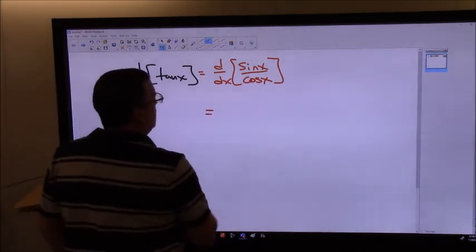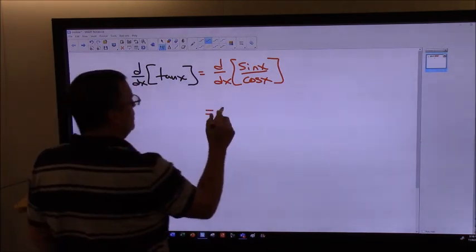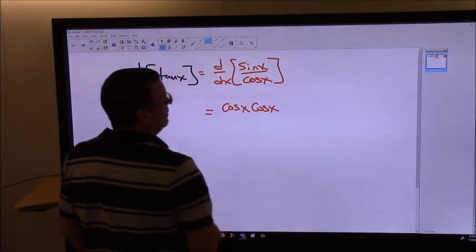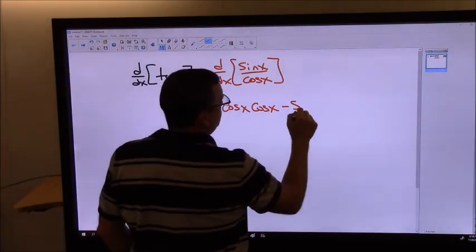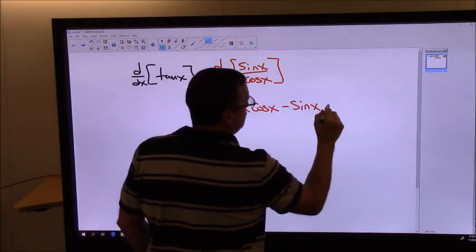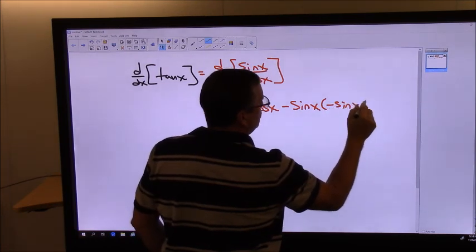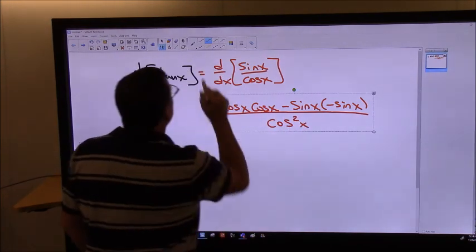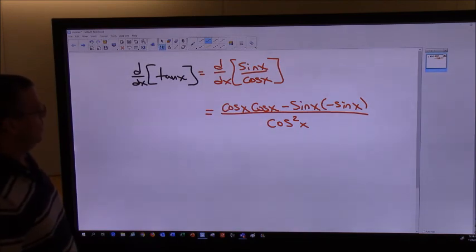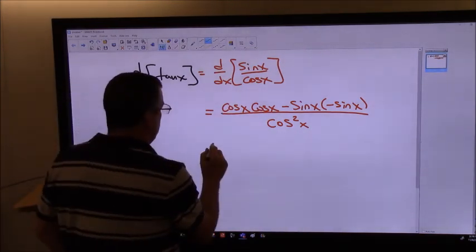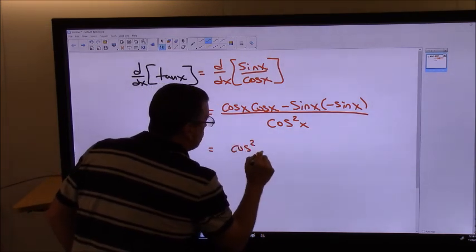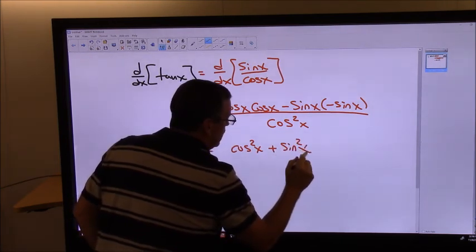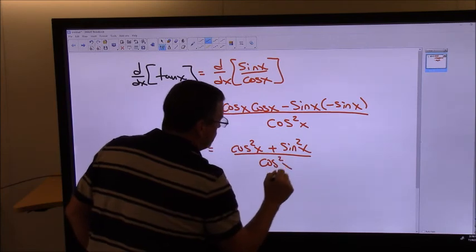So that means I want low d high. So cosine x, derivative of the high is a cosine of x, less high d low. Derivative of a cosine of x is a negative sine of x. All over low squared will go. And so if I multiply here in the numerator, I get a cosine squared of x, negative times a negative is a positive, sine squared of x over cosine squared of x.